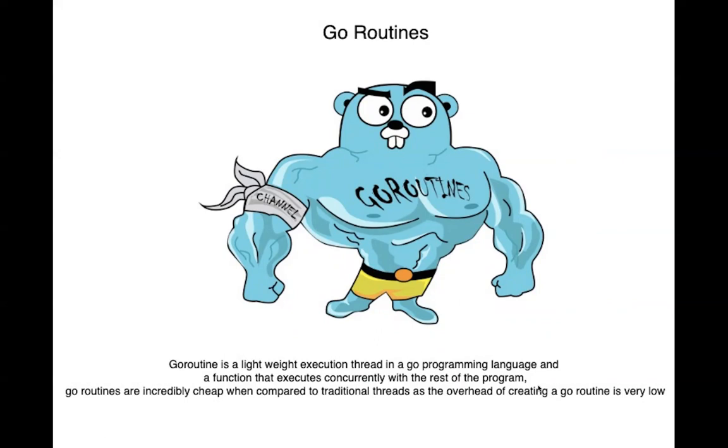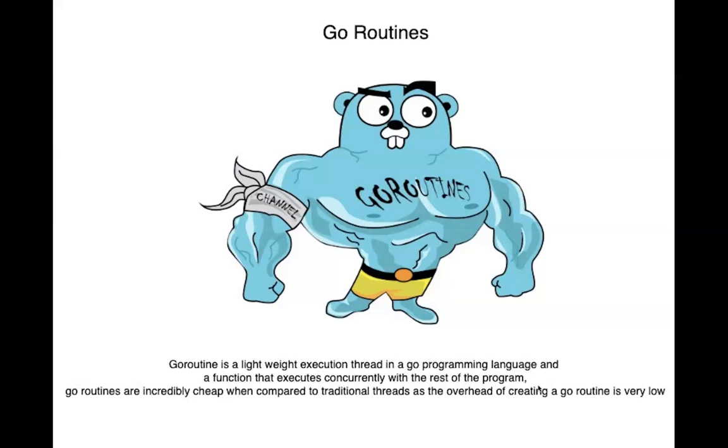Now, what is a Go routine? A Go routine is a lightweight execution thread in the Go programming language and a function that executes concurrently with the rest of the program. Go routines are incredibly cheap compared to traditional threads, as the overhead of creating a Go routine is very low. Just to give you an example, if we create one thread from the operating system, it takes around 1 to 2 MB of memory to create a thread.